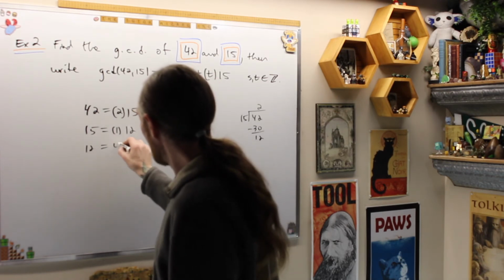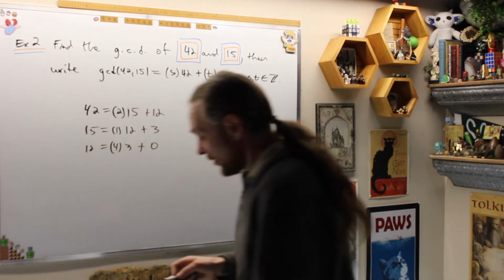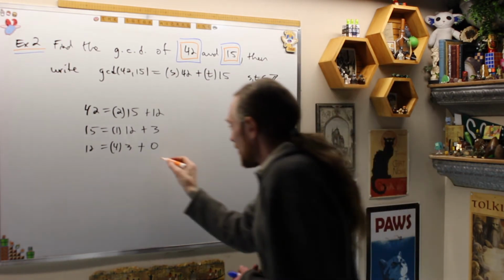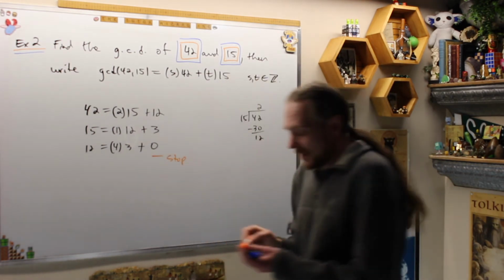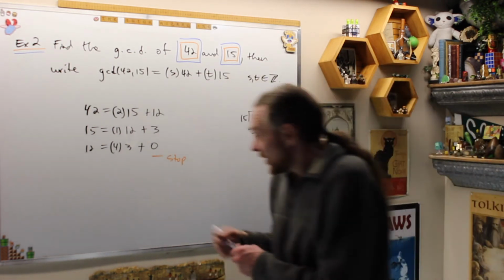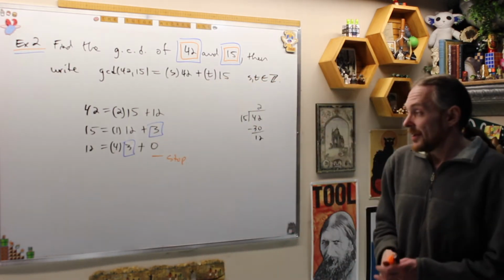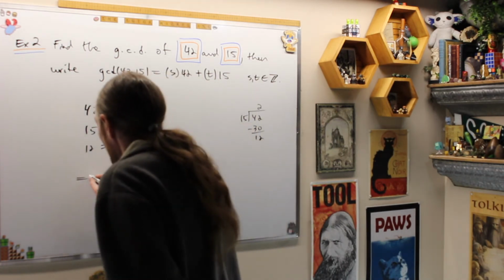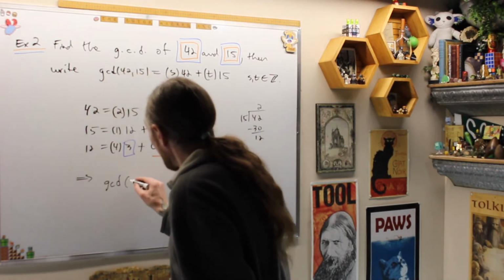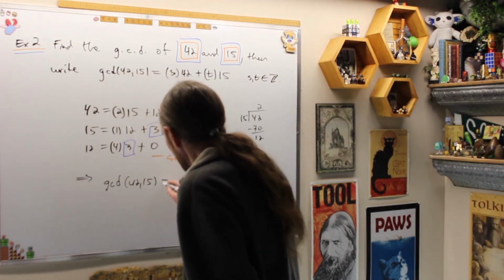And 12 is 4 groups of 3 plus 0. This says that we can stop because we got a 0 remainder. And the penultimate, or last non-zero remainder, is going to be the greatest common divisor. This tells us that the greatest common divisor of 42 and 15 is equal to 3.